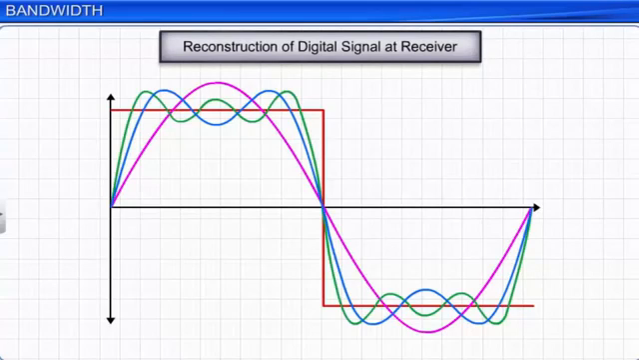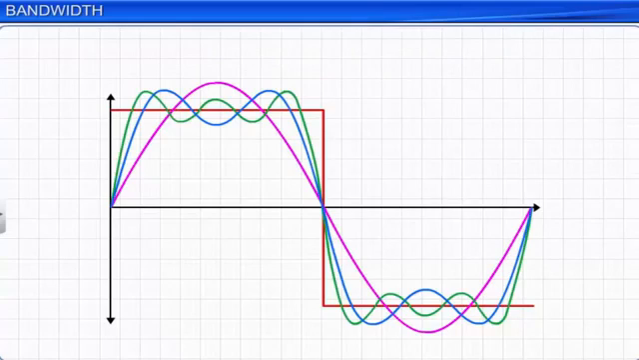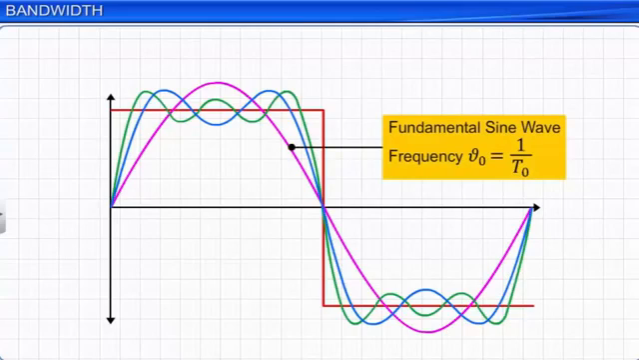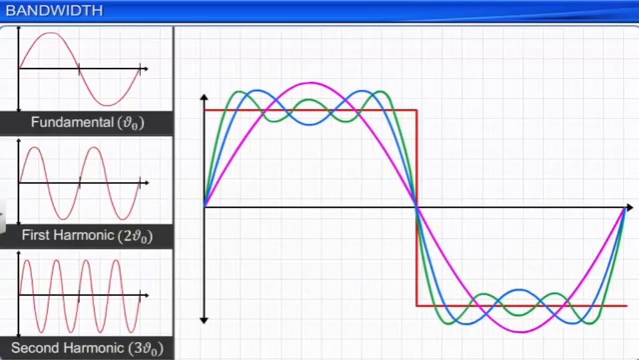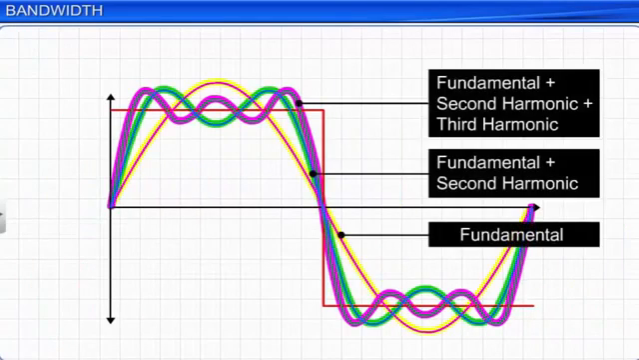A digital signal can be decomposed into a fundamental sine wave with frequency nu0, that is, the reciprocal of the time period t0 of the digital signal. Besides the fundamental wave, the digital signal is made of an infinite number of other sinusoidal waves called higher harmonics, with frequencies equal to integral multiples of the fundamental wave frequency nu0. The sum of all these harmonics with the fundamental sine wave are required for distortion-free transmission and reconstruction of the digital signal.